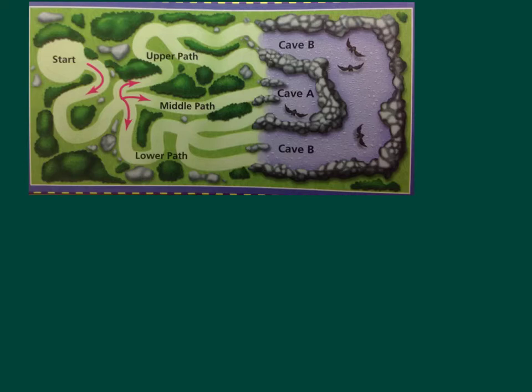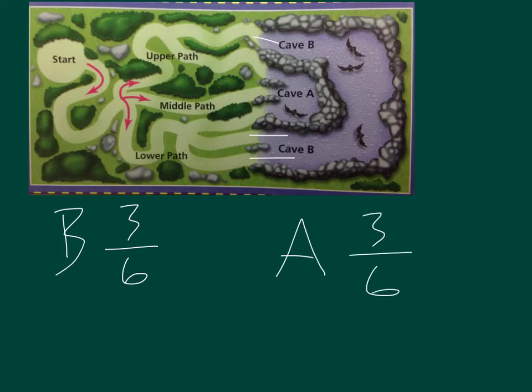So what happens here is I would ask you, from the start, what would be the probability that I end in cave B compared to cave A? Traditional answers would be cave B has a 1, 2, 3 out of 6 chance, because I have 1, 2, 3 pathways that get me there out of 6 total. And cave A also has a 3 out of 6 chance, because I have 1, 2, 3. Unfortunately, none of those are right, and we will show you exactly why those are incorrect.